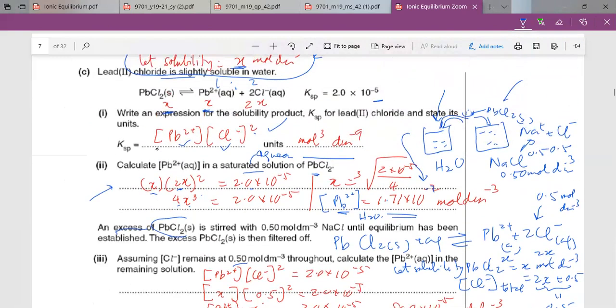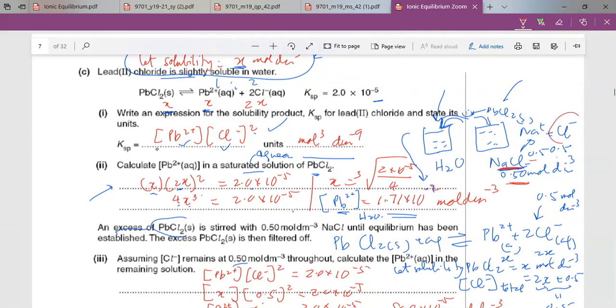The first one you put in water here. The second part is to stir in a sodium chloride solution. I put red color to differentiate what I've done here. This is 0.5 moles. That means this one here dissolves completely.